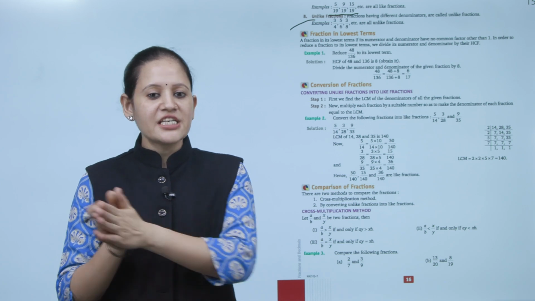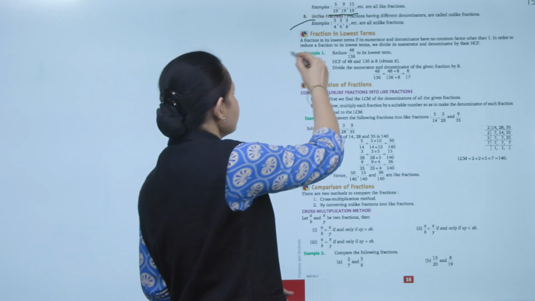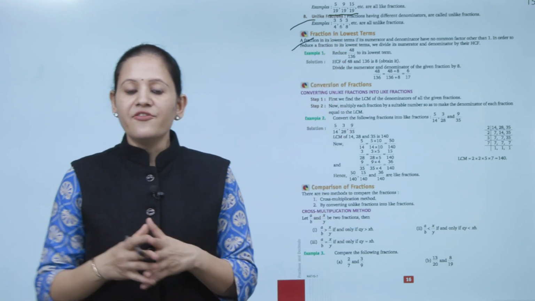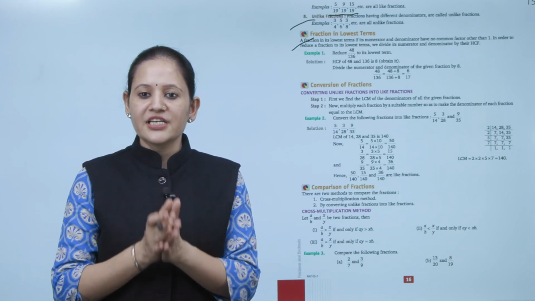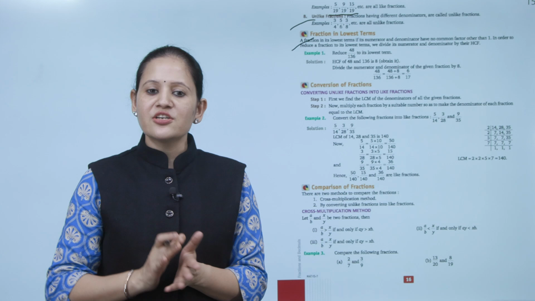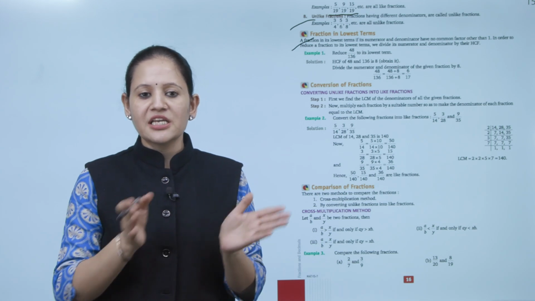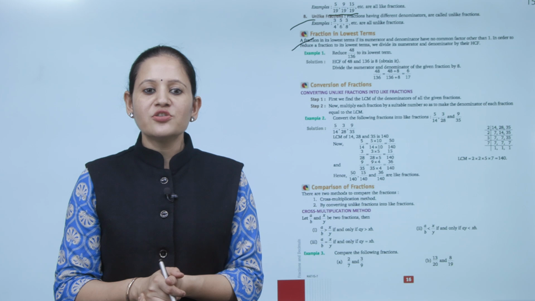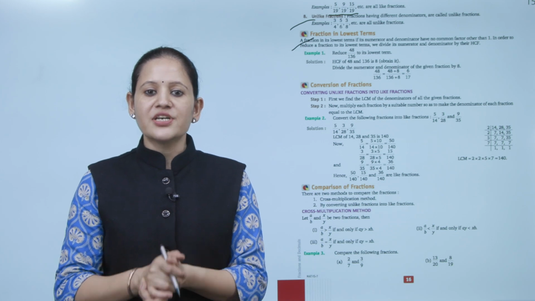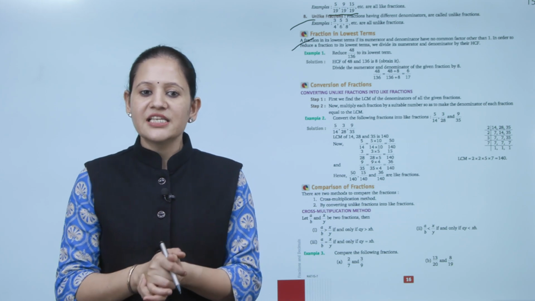Next is fraction in lowest term. A fraction is in lowest term if its numerator and denominator have no common factor other than 1. If numerator and denominator have nothing in common other than 1, that means the fraction is in lowest form. In order to reduce a fraction to lowest term, we divide the numerator and denominator by their HCF.